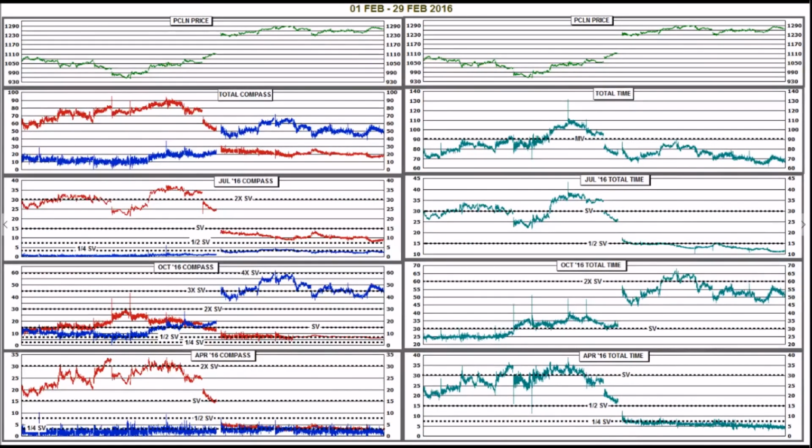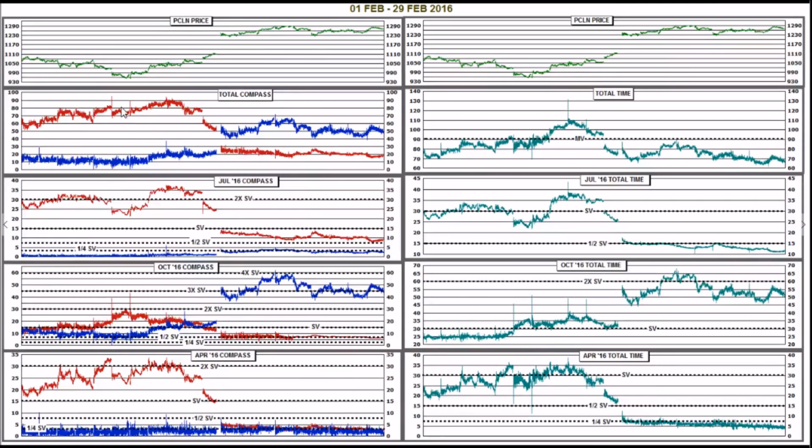So here's February. Now that you've got the basics of what we're looking at when we look at these charts, let's look at what happened here with Pcln. But first, let's look at the time frame. It's February of 2016. So look at the low area to the left on Pcln's price chart. Now let's just look down very casually at the 4 compass charts.